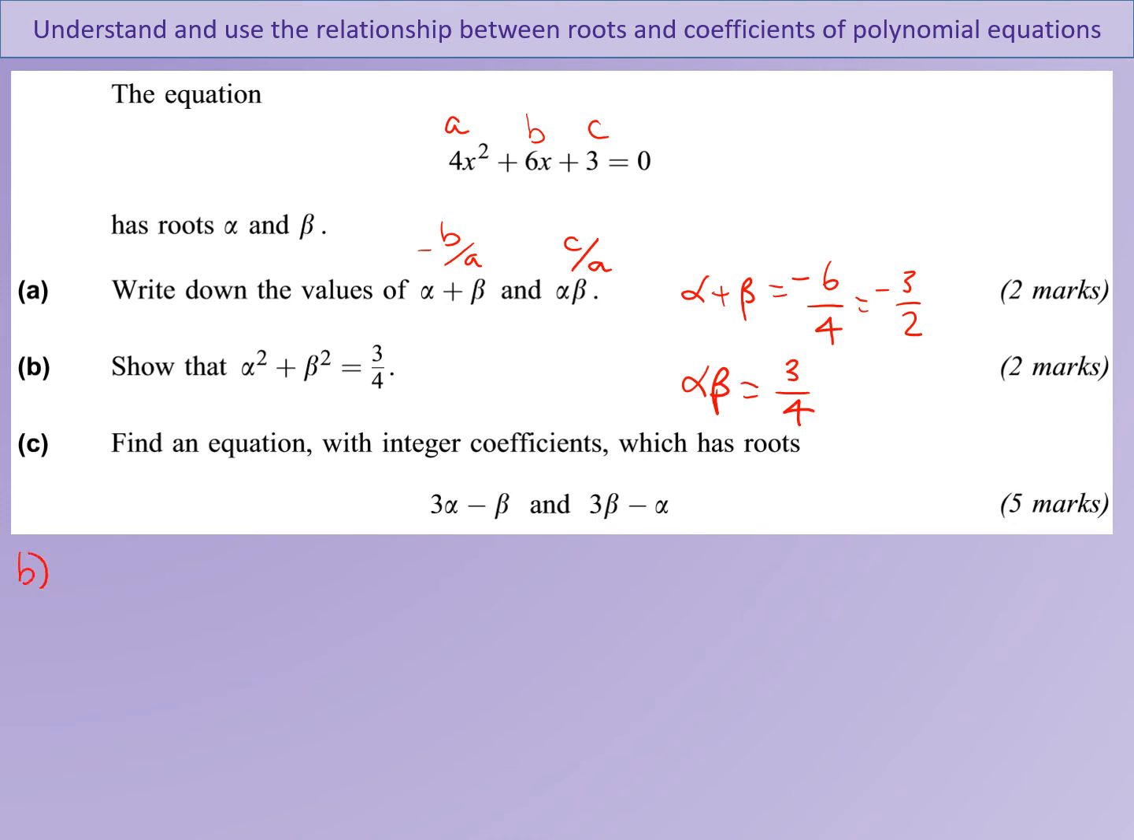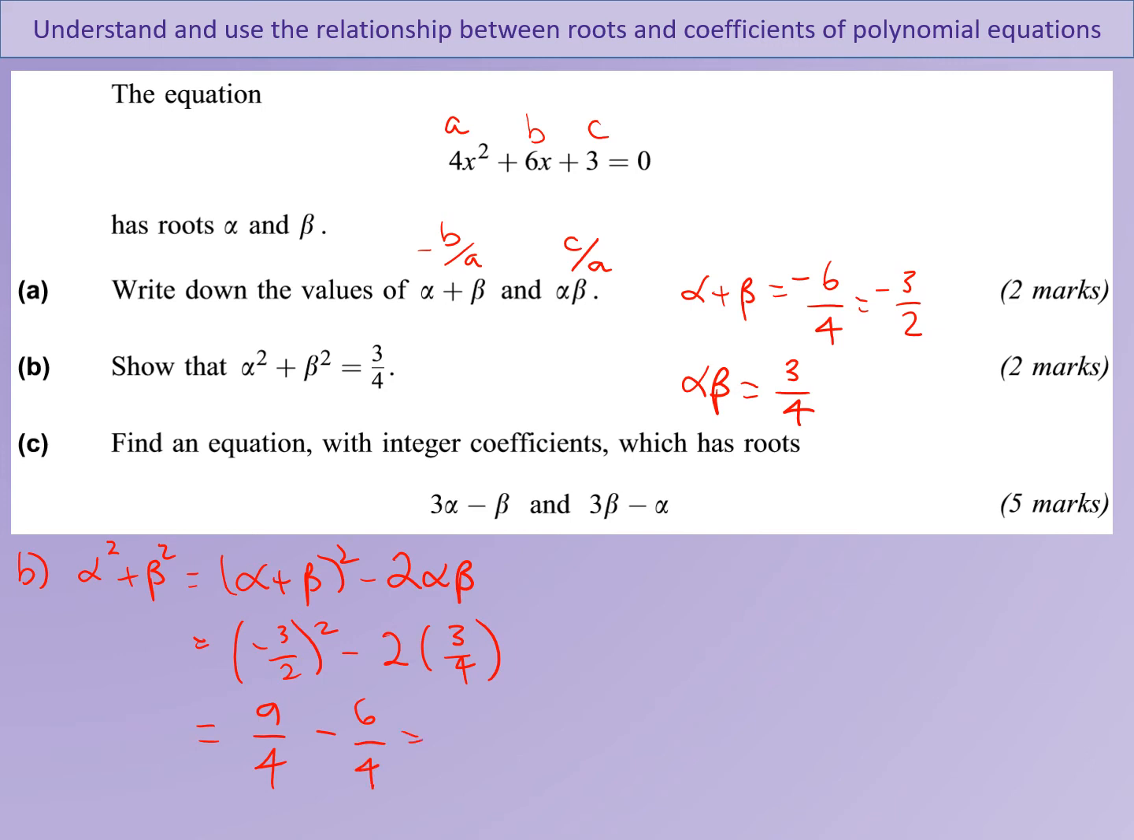Part B, alpha squared plus beta squared is equal to alpha plus beta all squared minus 2 lots of alpha beta. The sum of the roots is minus 3 over 2 squared, and the product is 3 over 4. And working these out, that gives us 9 over 4 if we square that first one, and 6 over 4 for the second, which does indeed give us 3/4, like we are asked to show.